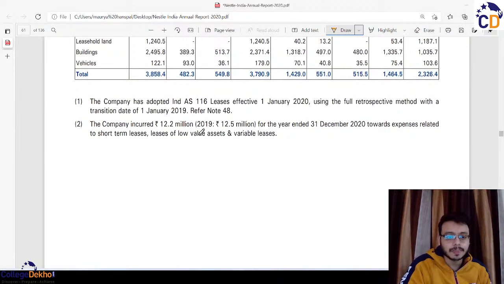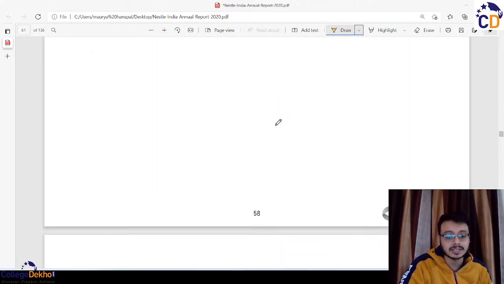Look, it is written here that the company has adopted this standard for leasing. The company incurred 12.2 million for the year ended towards expenses related to the short-term leases, leases of low value assets and variable leases. So there the company spent its money.